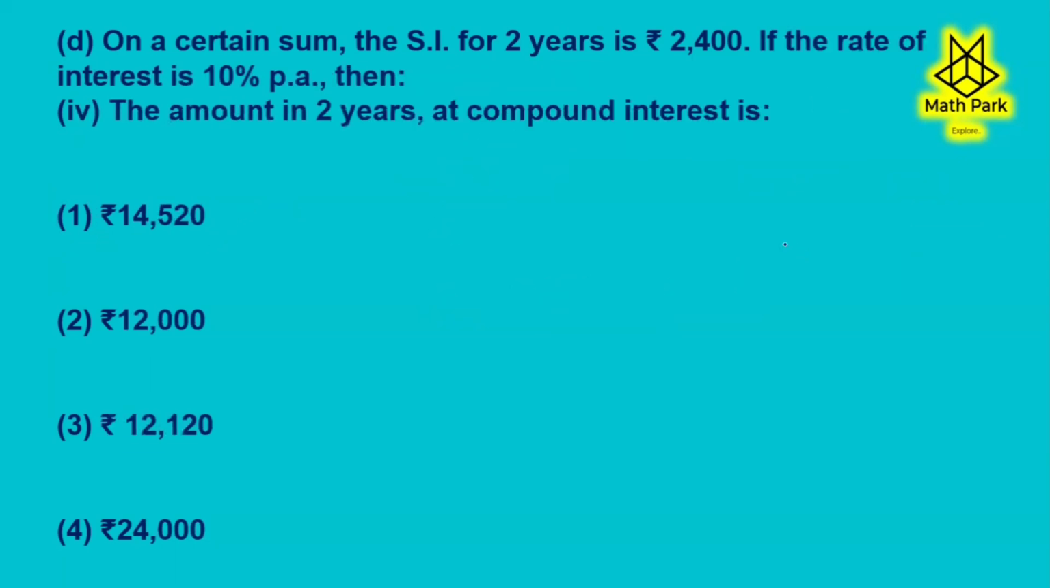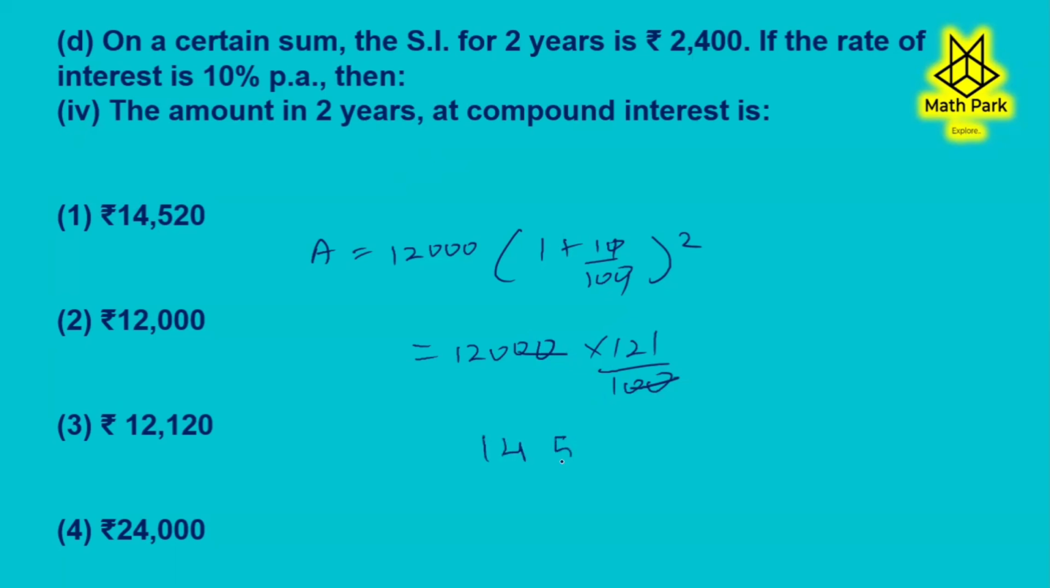And for the D part, the amount in 2 years at compound interest. So A is equal to principal, which was 12,000, into 1 plus rate 10% upon 100 raised to 2. We simplify this: 12,000 into 11 upon 10 whole squared, which is 121 upon 100. So 121 into 12 gives 14,520. So this is your amount in 2 years. Got it?